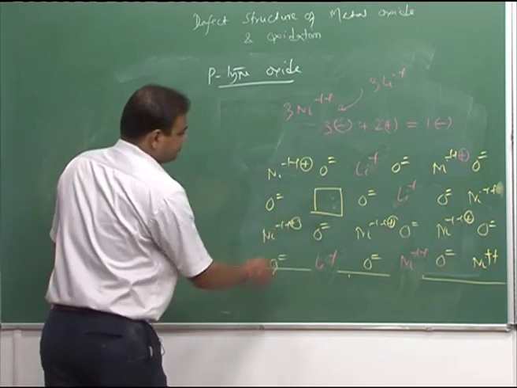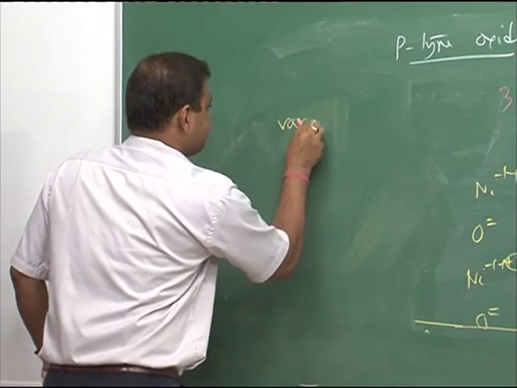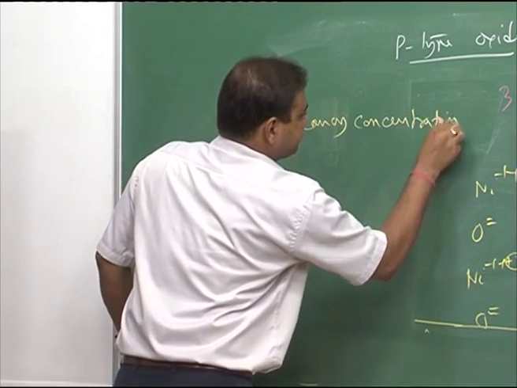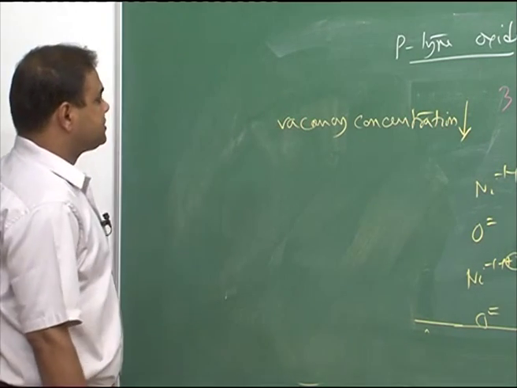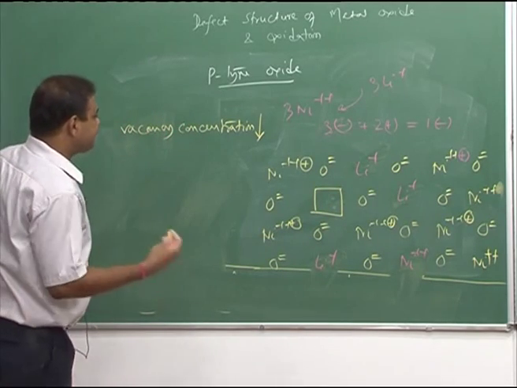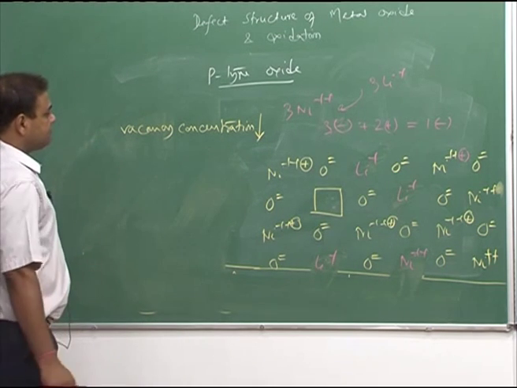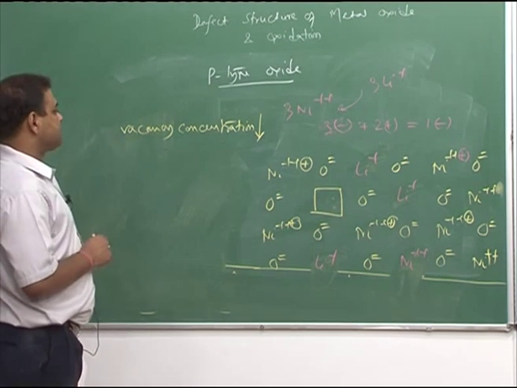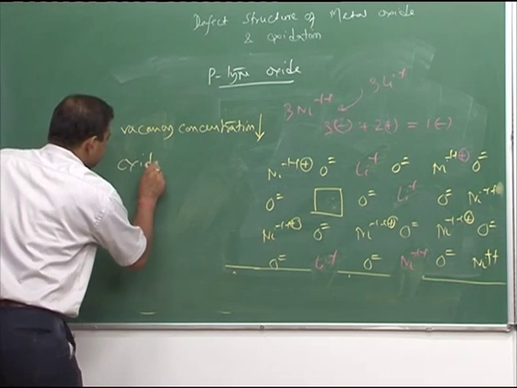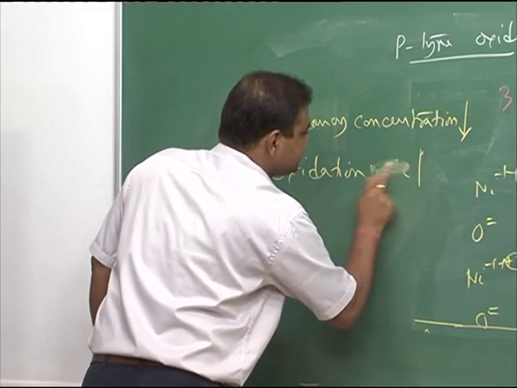Now, in this structure we see that the vacancy concentration is decreasing. If we decrease this vacancy concentration, there would be less nickel plus diffusion through the oxide layer, and if there is less nickel plus diffusion, then my oxidation rate would decrease, and oxidation resistance would increase.